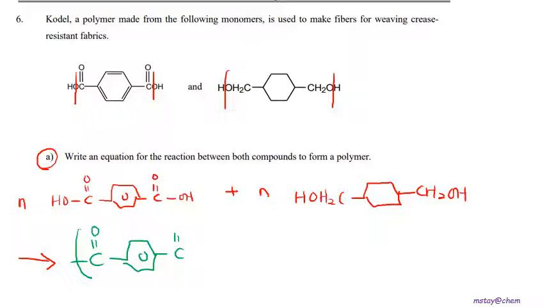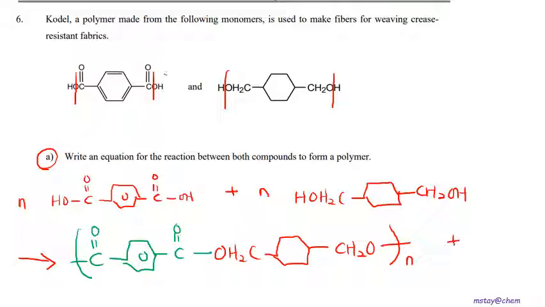connected to C double bond O, so here we'll connect to OH2C, cyclohexane, CH2O, and then since this is the polymer, there will be a small n. From here again, we will eliminate the OH and H to form water, so nH2O.